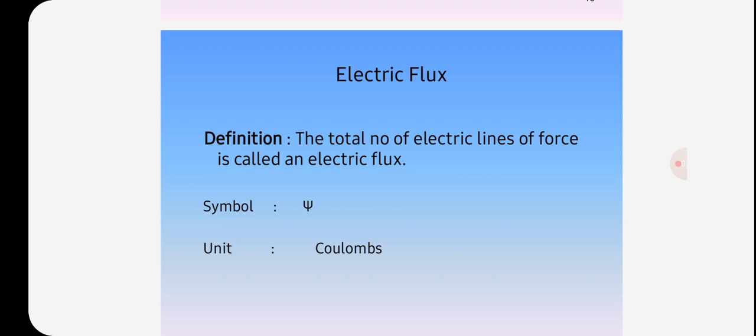The electric field is represented by electric flux in the same way as a magnetic field is represented by magnetic flux. However, electric flux paths are not closed loops like magnetic flux paths. The total number of electric lines of force is called electric flux. Unit is coulomb.